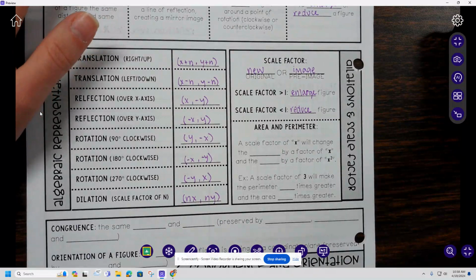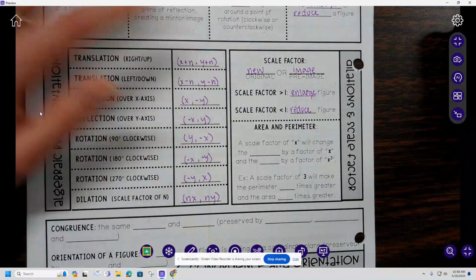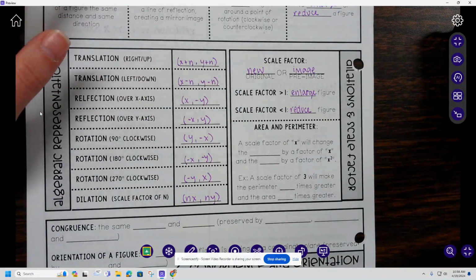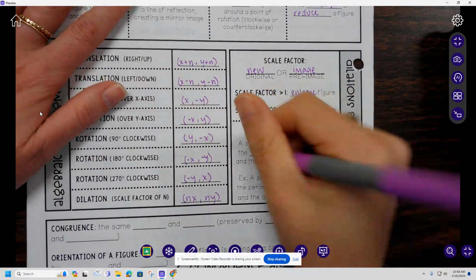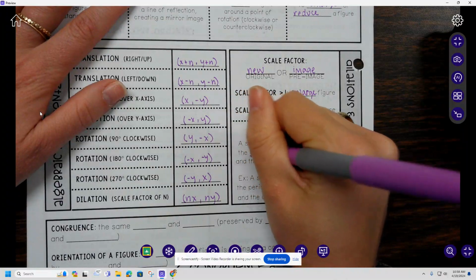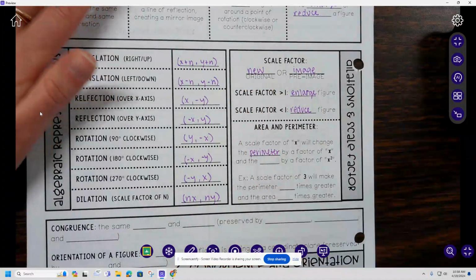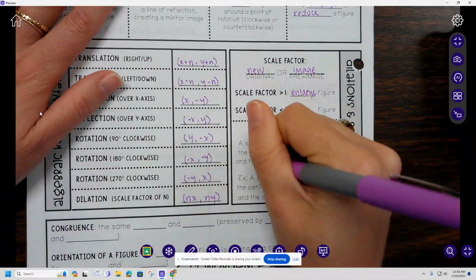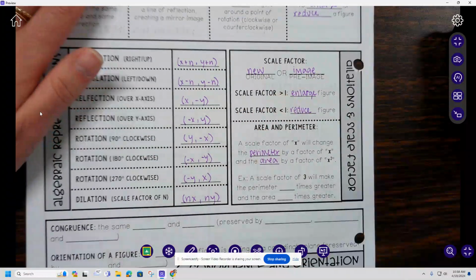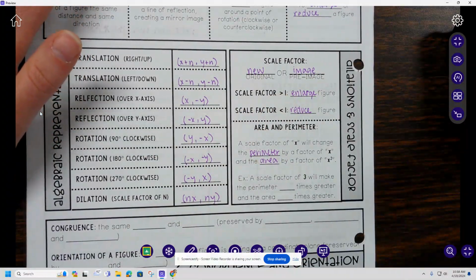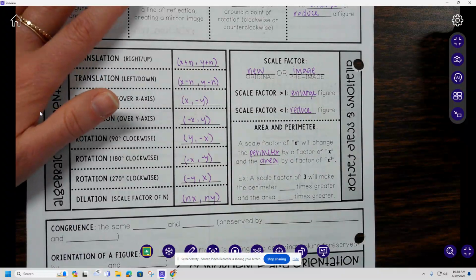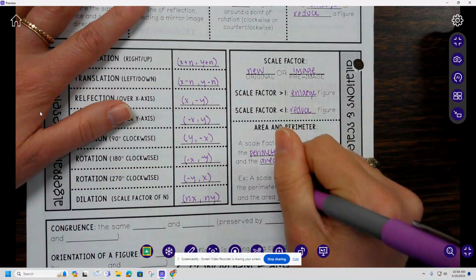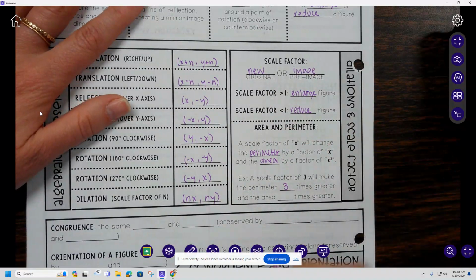All right, area and perimeter when we're talking in terms of scale factor. So a scale factor of x will change the perimeter by a factor of x, and the area by a factor of x squared. So our example is that a scale factor of 3 will make the perimeter 3 times greater and the area 9 times greater.